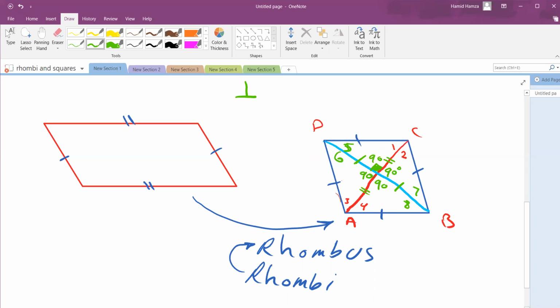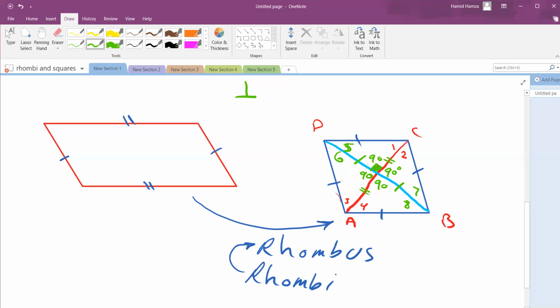The opposite angles are equal. The consecutive angles are supplementary. If you draw the diagonal, it will bisect the corners joining between them. That means angles 1, 2, 3, 4 are equal, and angles 5, 6, 7, 8 are equal. Also, the diagonals bisect each other. That means the distance DM equals MP, and AM equals MC.